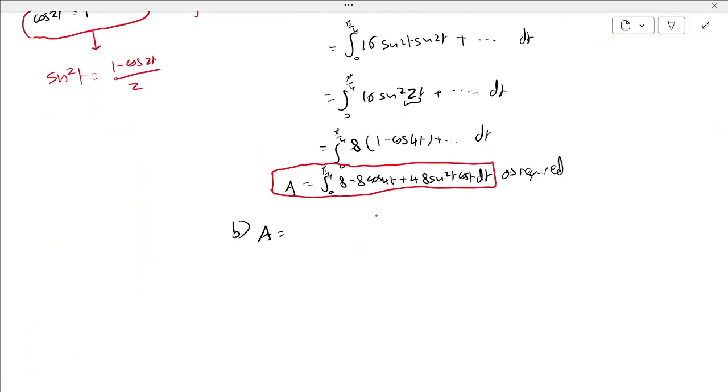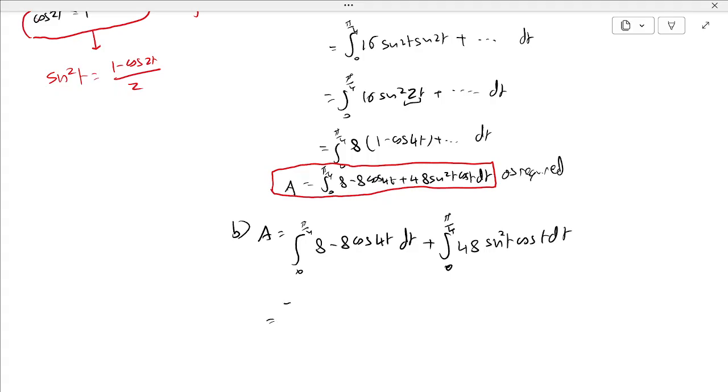Okay, so let's see. Well, how do I integrate this? The 8 and the 8 cos 4t should be pretty straightforward. So I'm going to split it up: 8 minus 8 cos 4t, those are both standard functions to integrate. And this one, I've separated it out. If you're very good, you won't need to. But I separate it out because this one's a little bit more tricky. Okay, so let's do the first one first.